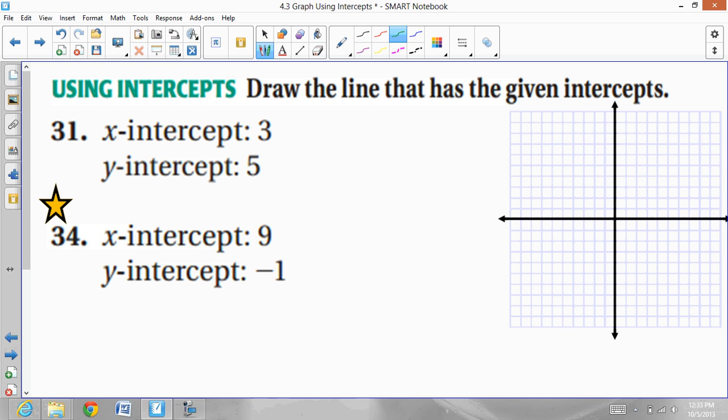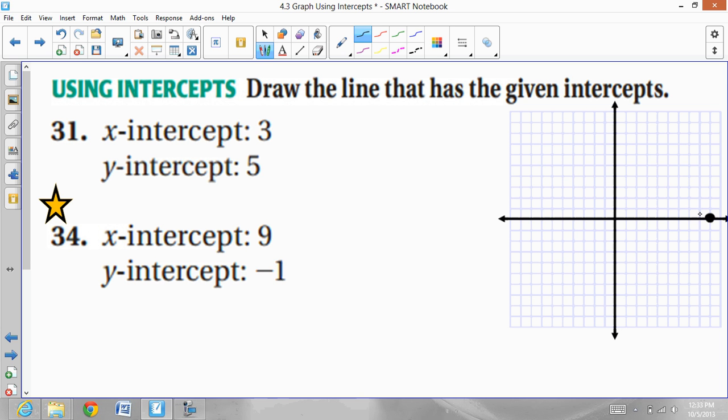Now focus on question number 34. Draw the line that has the given intercept. They are giving you a graph and the x-intercept, which means there are no calculations involved. You just need to know what the x-intercept means. Remember, the x-intercept is where the graph crosses the x-axis. So the graph is going to cross the x-axis at 9. I'm going to go 1, 2, 3, 4, 5, 6, 7, 8, 9, which is this point.